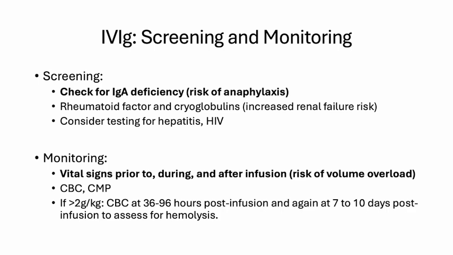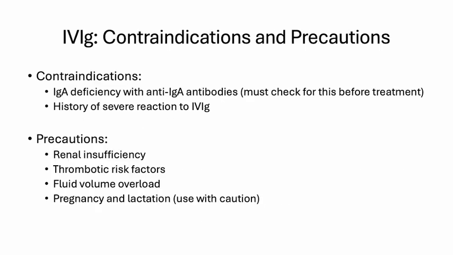And if the patient is receiving over 2 grams per kilogram, a CBC should be checked at 36 to 96 hours after infusion and again at 7 to 10 days post-infusion to assess for hemolysis. Contraindications for IVIg include IgA deficiency with anti-IgA antibodies, which must be checked for before treatment, and a history of severe reaction to IVIg. Caution should be taken in patients who have renal insufficiency, thrombotic risk factors, a history of fluid volume overload, and if patients are pregnant or lactating.